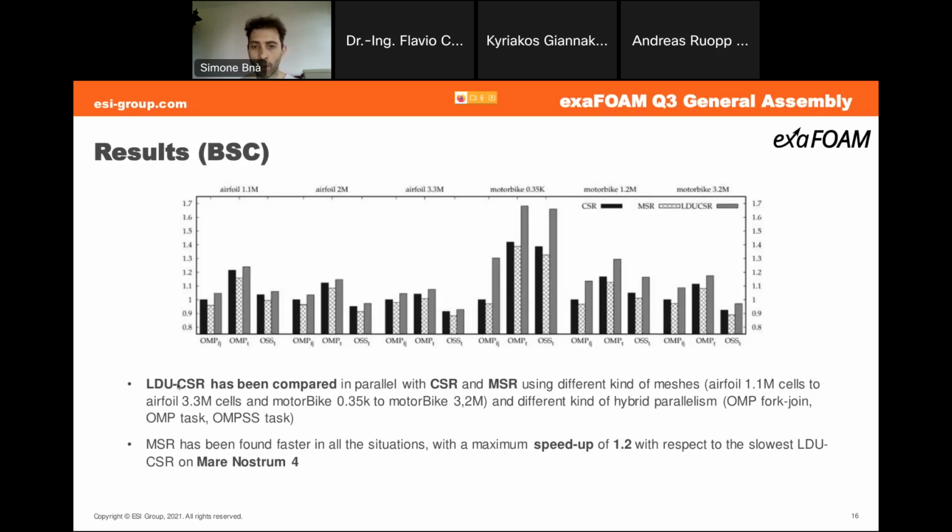And they basically compare LDU CSR with respect to CSR and MSR for, as before, airfoil with 3 different kinds of meshes, and motorbike with 3 different kinds of meshes. All these tests have been run on MareNostrum 4. If I remember correctly, all the results have been obtained by running the test on a full socket of MareNostrum 4. And what they found is that the maximum speed up possible is 1.2 with respect to the slowest LDU CSR format. And MSR has been found faster in all the situations.